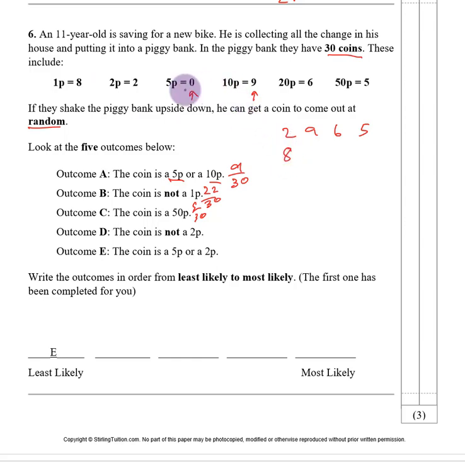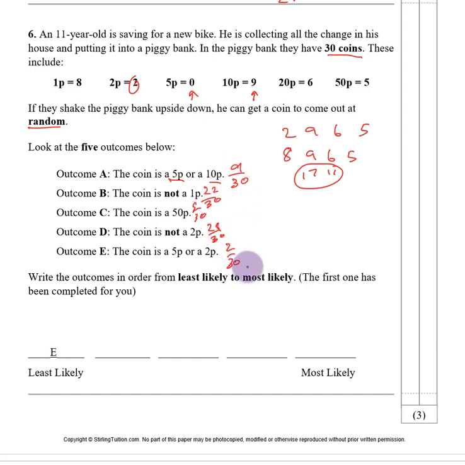And then we've got not a 2p coin, so it could be a 1p, which is 8. It could be a 10p, which is 9, a 20p, or a 50p. So not a 2p. So we'll do 8 add 9 is 17, and then 6 add 5 is 11. Put these two together, it gives us 28. So this is 28 out of 30. And then the coin is a 5p or a 2p. So 5p's, you don't have any. 2p's, you've only got 2 of them, so it's 2 out of 30.